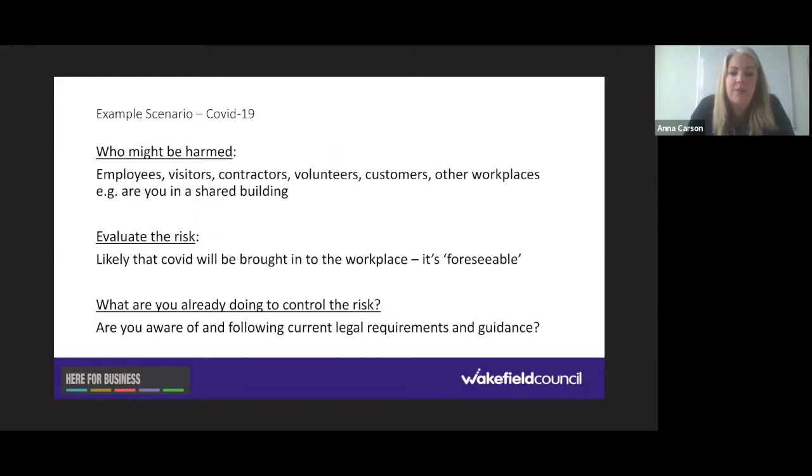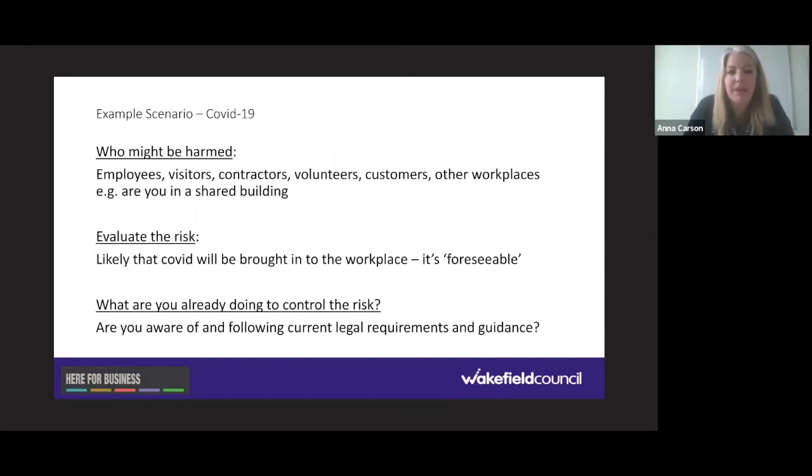Then we evaluate the risk. So we know that COVID is out there, and we know that at the moment, and we're talking about January 2022, that the COVID rates are really, really high. So it is likely that it's going to be brought into the workplace. It's foreseeable, is what we would say.